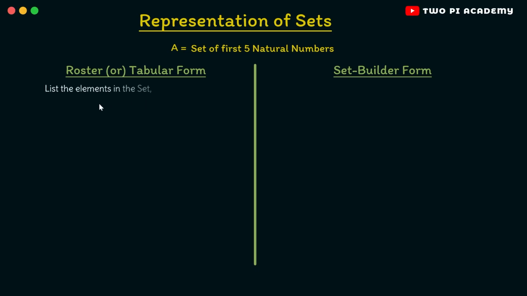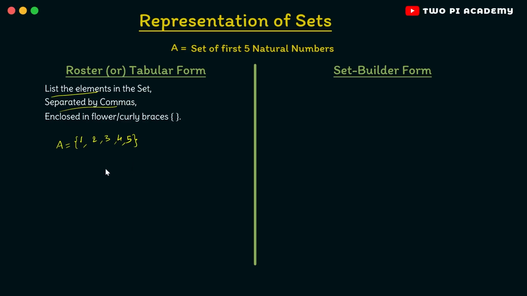In this form, you will list the elements in the set separated by commas and enclosed in flower or curly braces. Seems simple, right? So let us consider our given set of first 5 natural numbers. Clearly, first 5 natural numbers are nothing but 1, 2, 3, 4 and 5, right? So we have listed the elements and now we have to separate by commas and finally enclose within flower or curly braces. And this is our required set capital A. Capital A is equal to the set of 1, 2, 3, 4, 5.